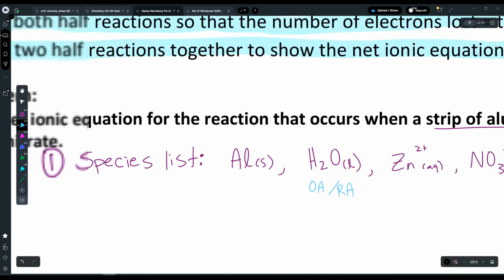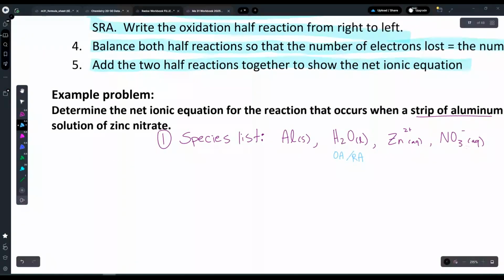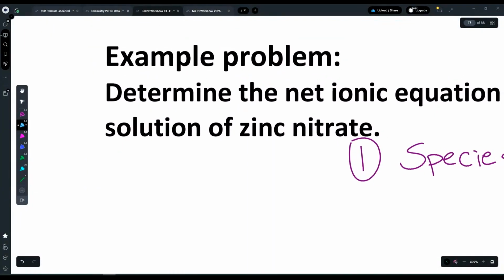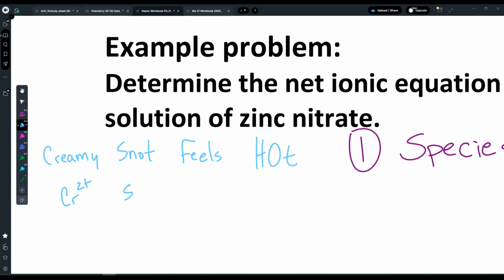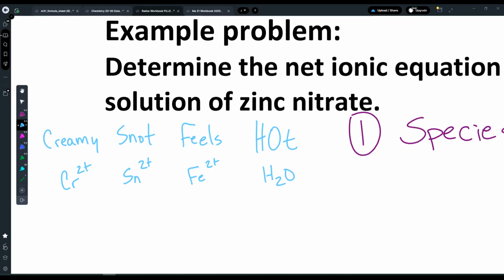Now, how I personally remember all of the species that show up as OAs as well as RAs, I remember it as, this is going to be disgusting, but it works. Creamy snot feels hot. Okay, so that's chromium 2+, tin 2+, iron 2+, and water. So we got the H and the O for water. If you want to have a memory device that's a little less disgusting, go for it, but this is what works for me.